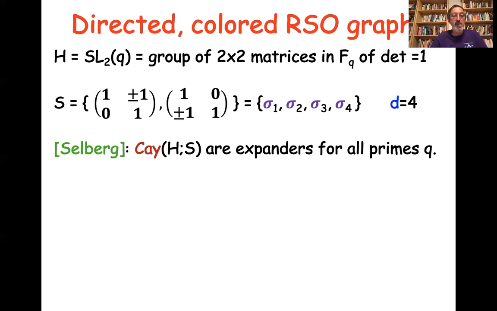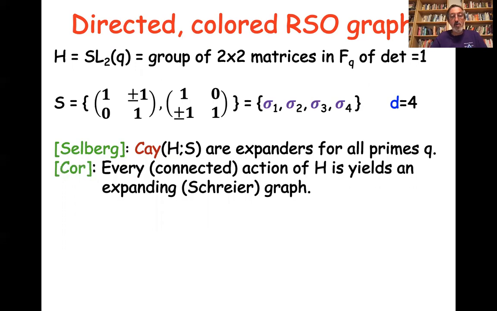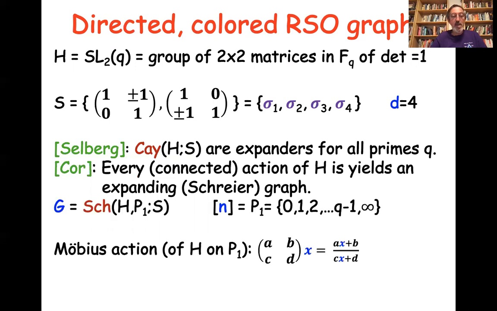And these are not the graphs we are going to use because clearly Cayley graphs have lots of symmetries. What we are going to use is a corollary that if a Cayley graph is expanding, all actions of that group with its generators on any set give also an expanding graph as long as it's connected. These derived graphs are called Schreier graphs. So the one we will take is the Schreier graph of the action of H on what's called P1, the projective line, which will be our set of vertices.